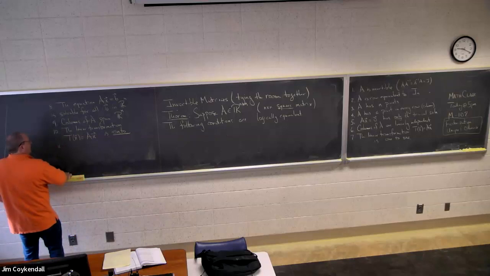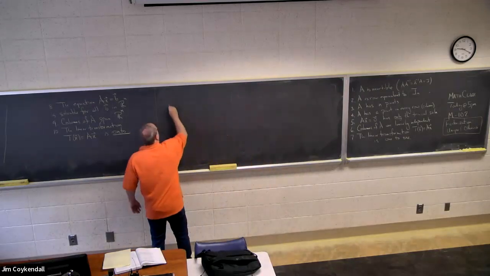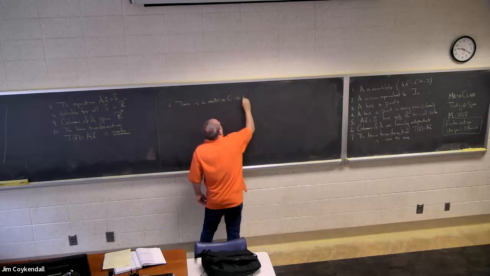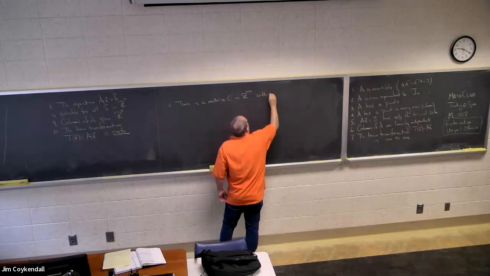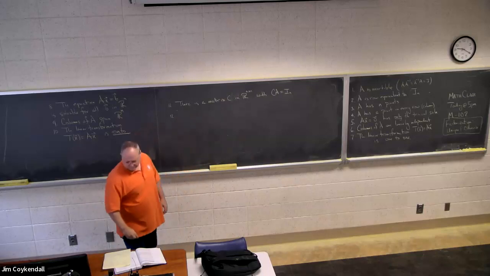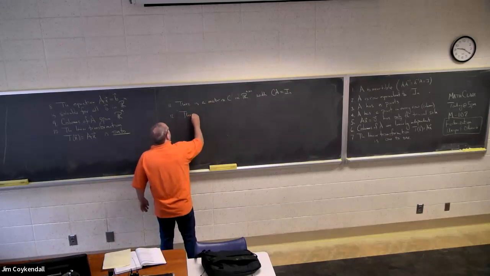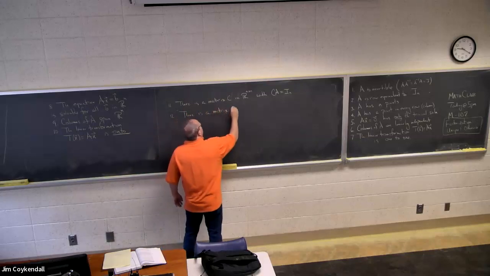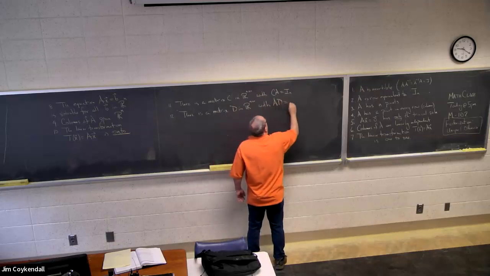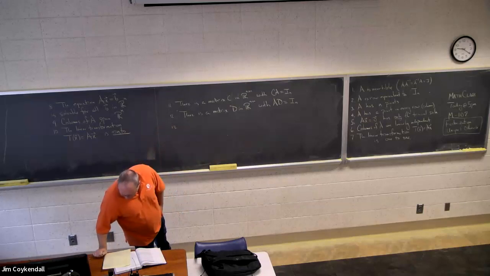Number 11. There is a matrix C in R n by n with CA equals I n. Number 12, there is a matrix D, and 13, I guess it's A transpose.